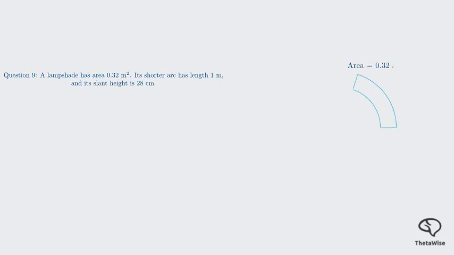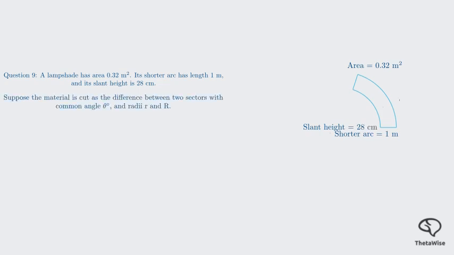Let's tackle a more challenging problem from your textbook, question number 9. The problem describes a lampshade that is a segment of an annulus, a ring shape. It has an area of 0.32 square meters, a shorter arc of 1 meter, and a slant height, or width, of 28 centimeters. We're told to model the lampshade as the area between two sectors with a common angle theta, and radii r for the inner arc and capital R for the outer arc.